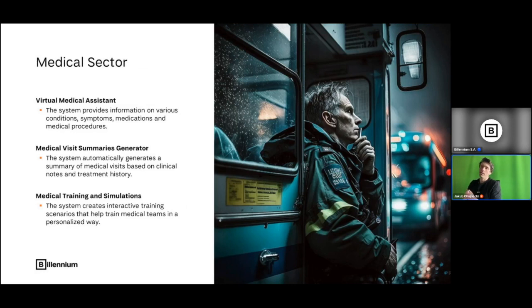When it comes to the medical sector, there are, of course, the virtual medical assistants that can inform on various conditions, that can inform about the symptoms, medications, and possible procedures, and they can have access to the medical history of a patient, and can in a fast manner search for certain symptoms and medications, and they can give a summary of, for instance, what kind of medications the user was taking in the past.